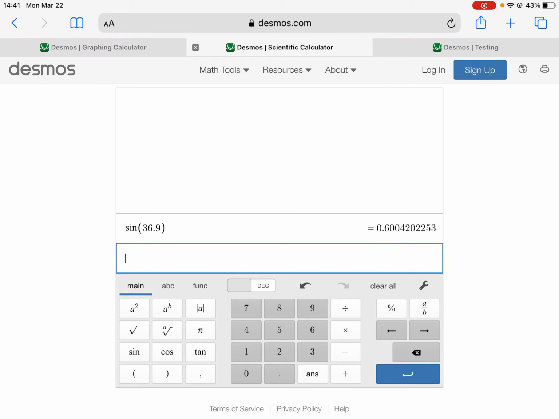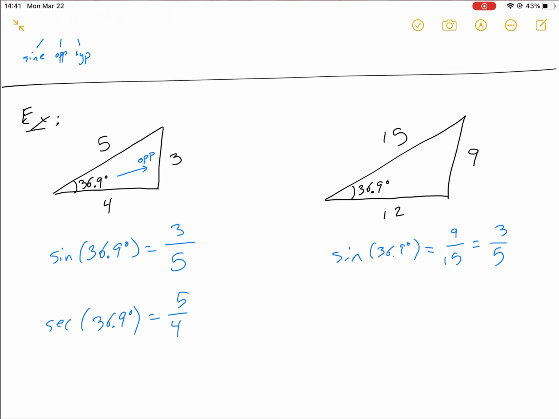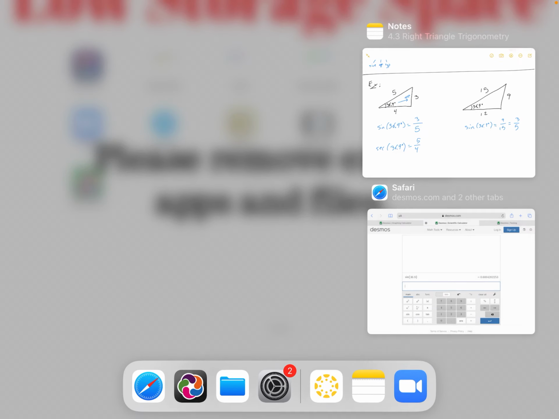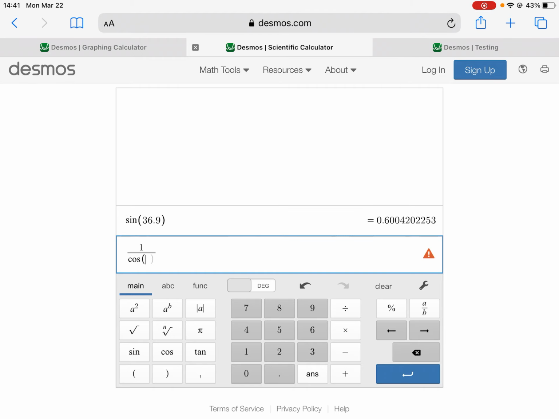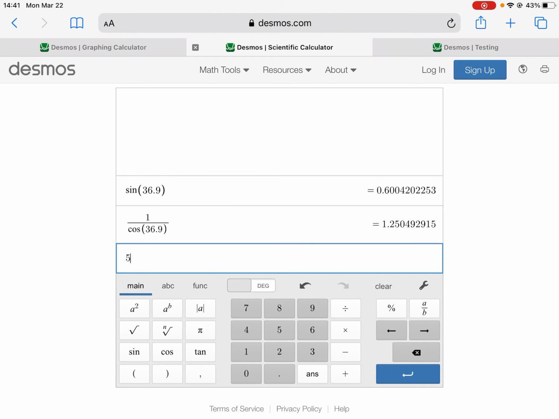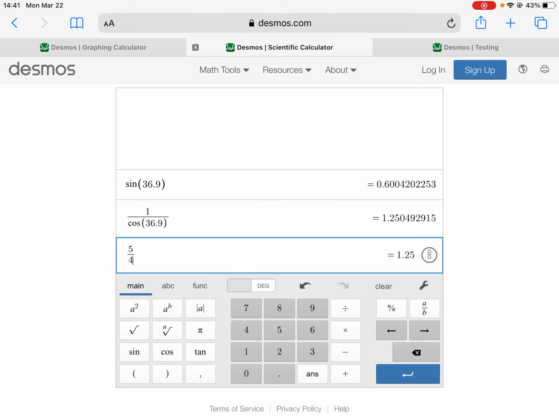Alternatively, for secant, what you're going to do is just say 1 over cosine. So we're now taking the reciprocal, and I get 1.25, which is about 5/4, right? So I was rounding here. Technically, it wasn't exactly correct. But that's how you do it on the calculator.